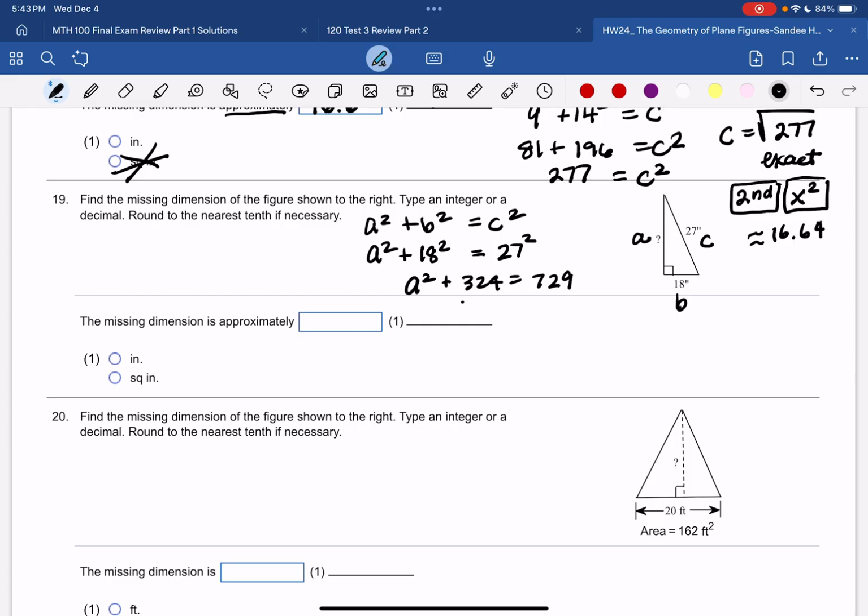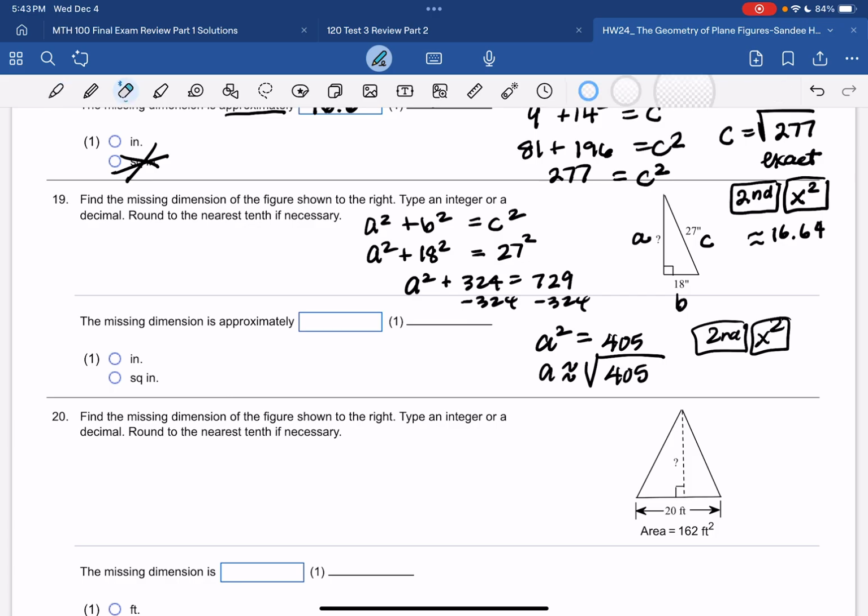So we got to get that A squared by itself. Subtract 324, we get A squared is 405. And so A is approximately the square root of 405. So I do second x squared, 405, and I get, to one decimal place, which is what they asked me to do, 20.1 inches. Again, we're not trying to find area. We're not trying to cover it. We're trying to find a length, so that'll be in inches.